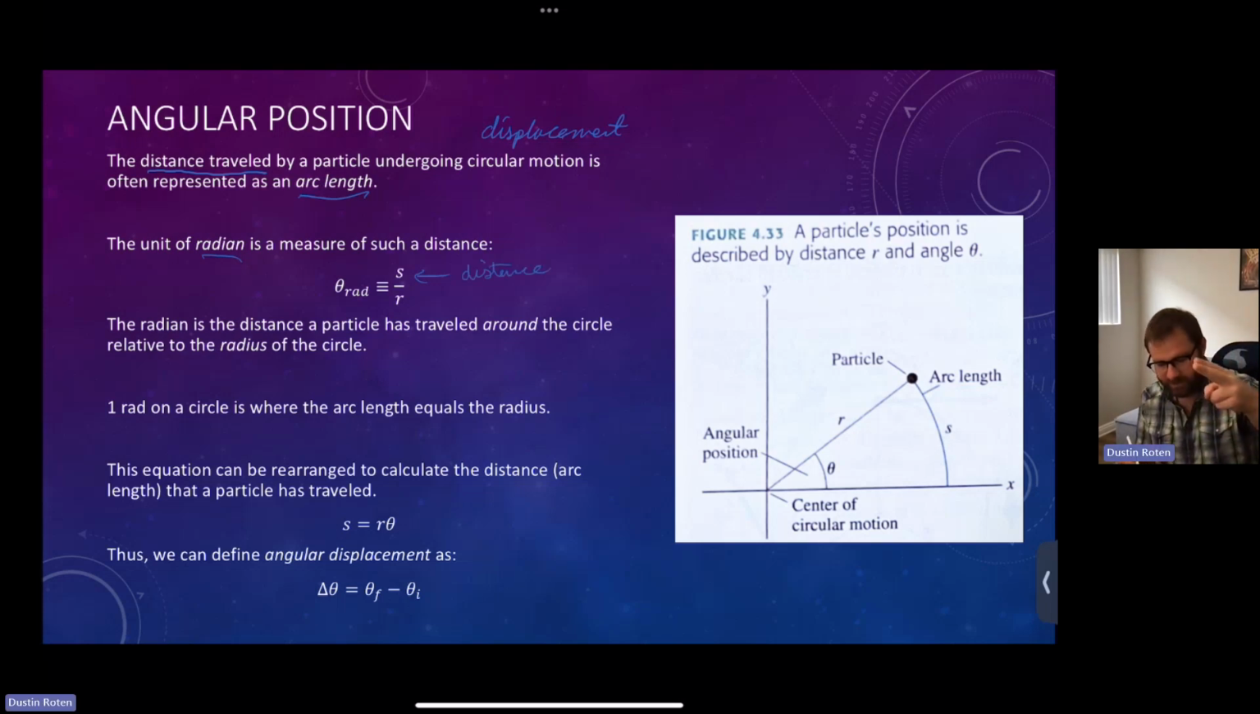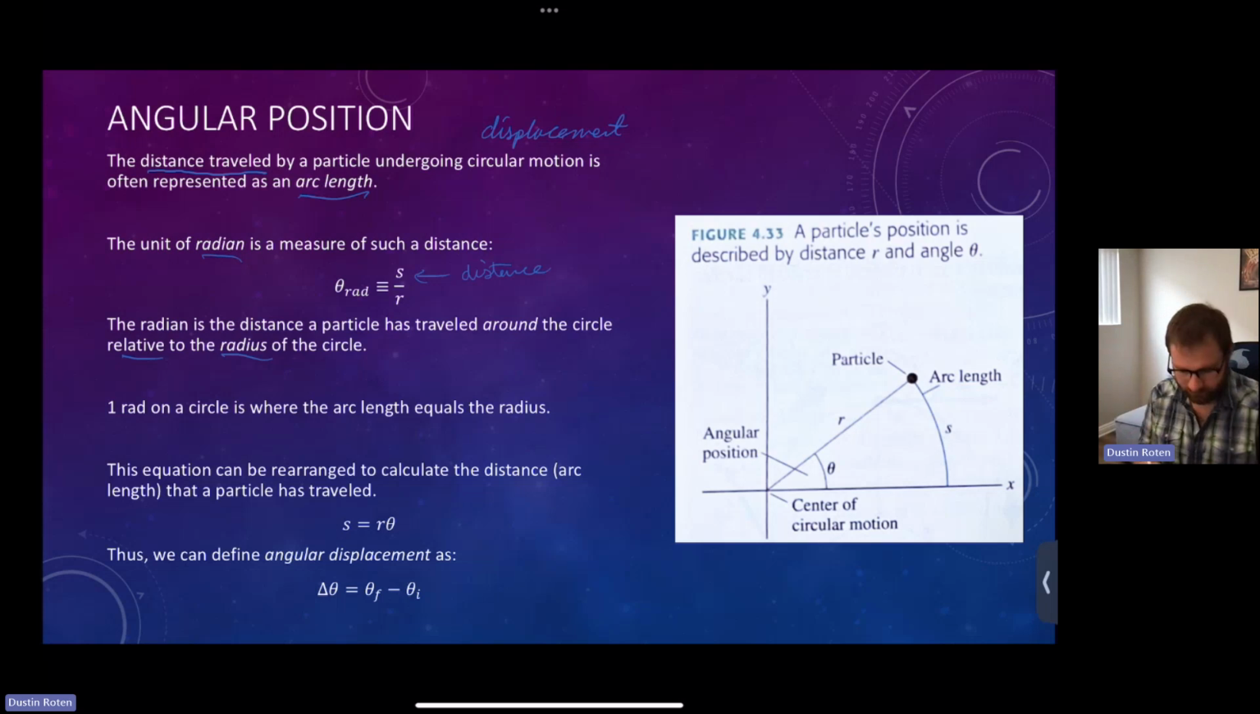And it's that distance relative to the radius. Okay, so we always have some ratio going on here. So instead of measuring, in this case, how far something has gone in meters, you can think of it as measuring it in terms of the radius of the circle.